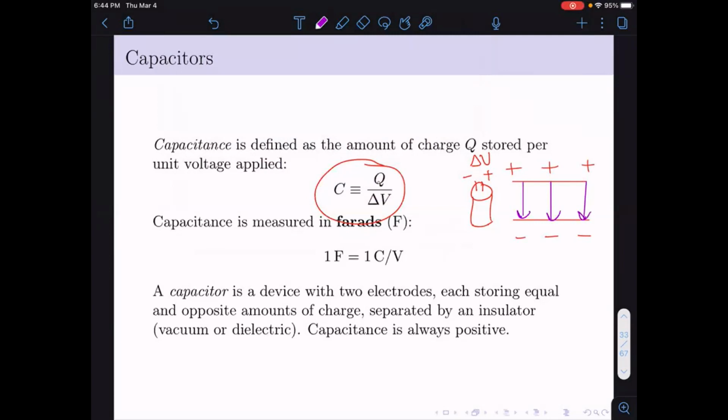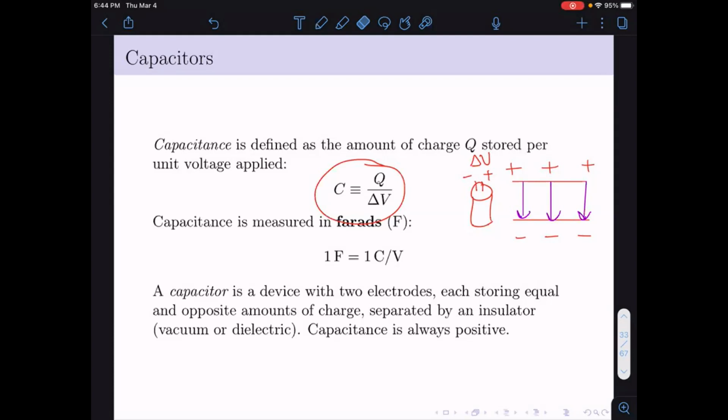Keep in mind that the top doesn't always have to be positive. You just have to have opposites. So it doesn't really matter. I could have made this side positive down here if I wanted to. That would just mean the electric field would flow in the opposite direction. So just keep in mind the electric field flows from positive to negative. That's all we need to take away from that. So that's the basic definition of capacitance and how we would model it.